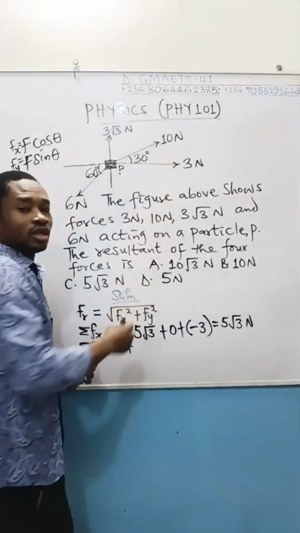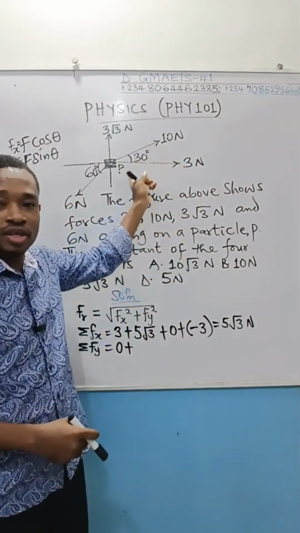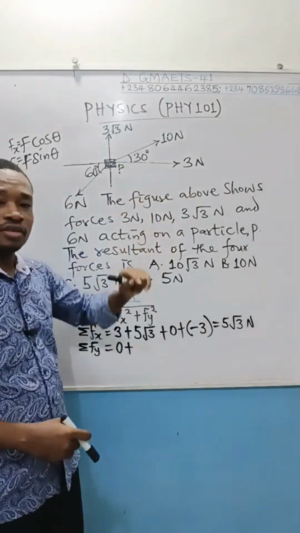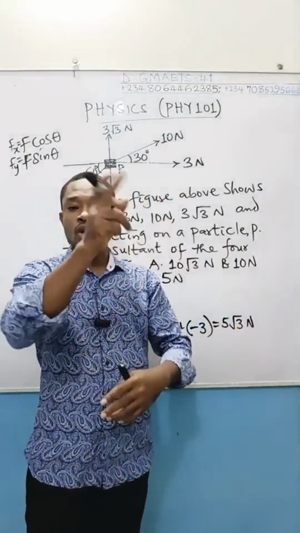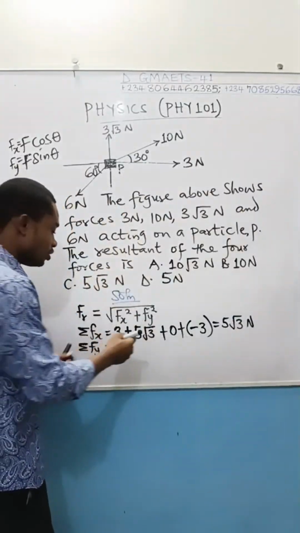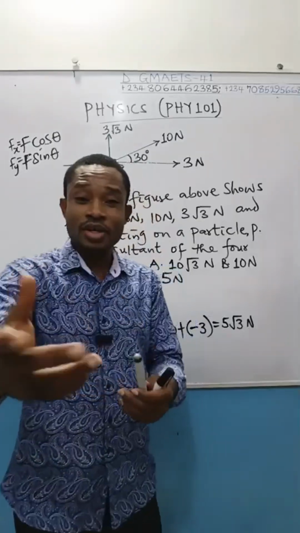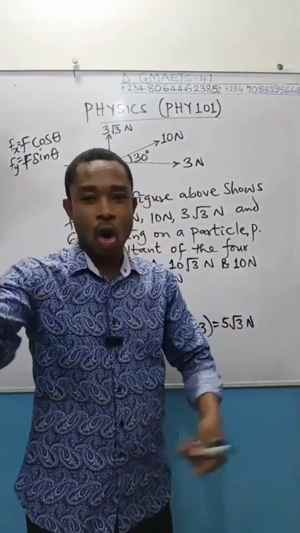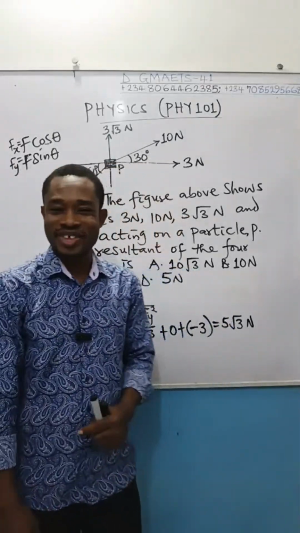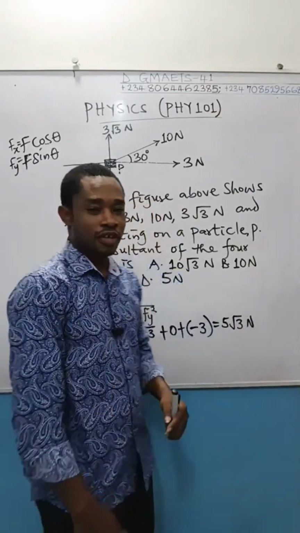Come to this 10 and evaluate 10 sine 30, because the angle that this force makes with the horizontal is 30. 10 sine 30. Sine 30 is 1 over 2. 10 times 1 over 2 is going to give you 5, because the 2 will divide 10 to give you 5. You see, I'm playing with it, before somebody picks up a calculator and presses. I'm done with whatever I want to do. So take note of this, please.